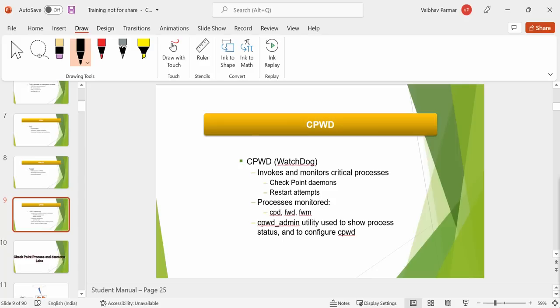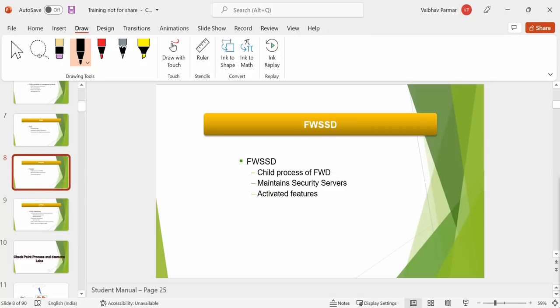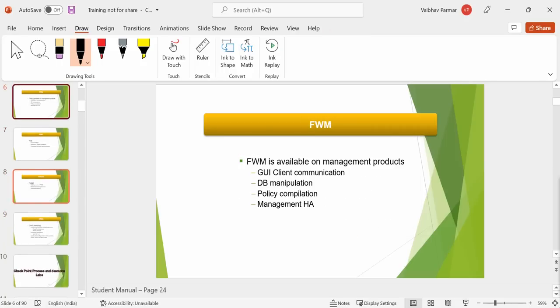Got it, right? So the processes monitored, as we know, are cpd, fwm, cpd. So we use this tool, cpwd_admin list, to see how it works. So, guys, these are all the daemons we have to learn. Any questions on the daemon part? We'll quickly go ahead and check some labs with respect to that. Before that, any questions?